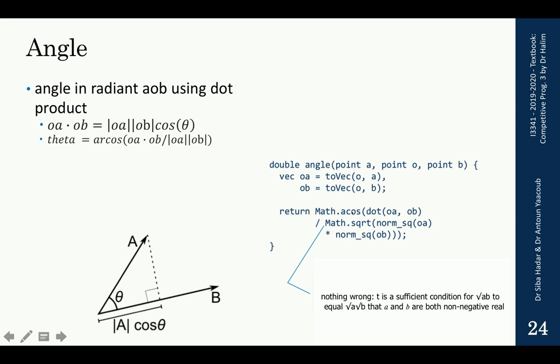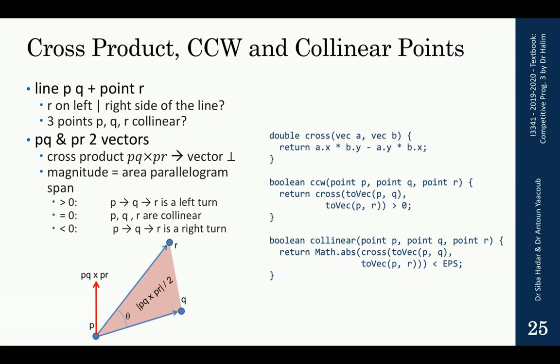Return arc cosine of the dot product of OA and OB, given that OA is the vector from point O to A and OB is the vector from point O to B, divided by the square root of the norm square of OA times the norm square of OB. Interesting title before we finish this section and move to circles.